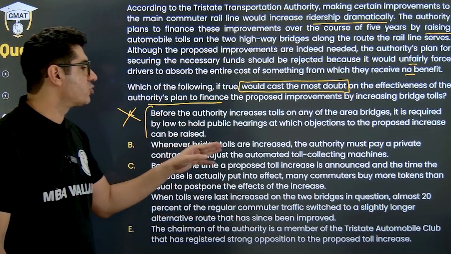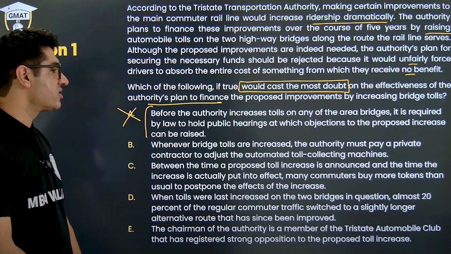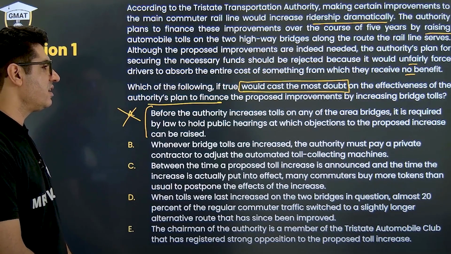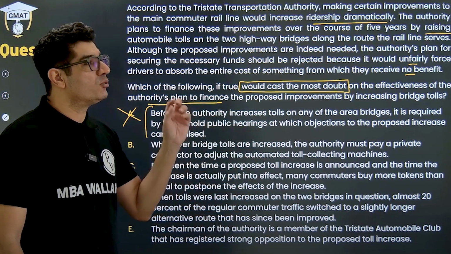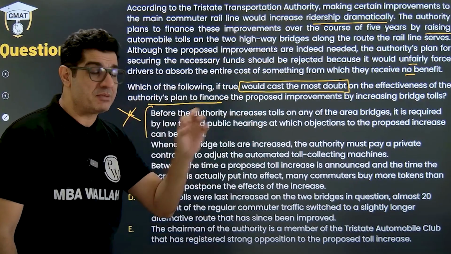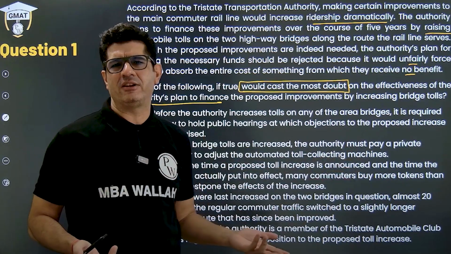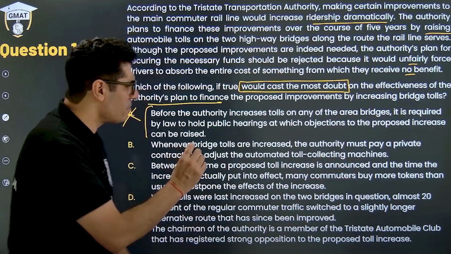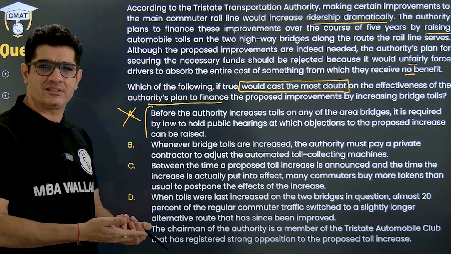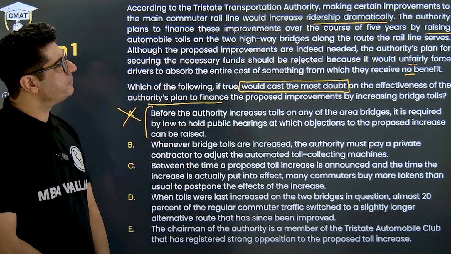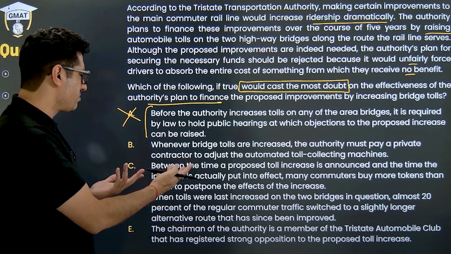B, whenever bridge tolls are increased, the authority must pay a private contractor to adjust the automated toll collecting machines. Okay, so what B says is that if you increase the rates of the tolls, you need to pay somebody one time to come and fix the toll collecting machines, enter the new value. So there is a minor cost that you'd incur, but beyond that, you'd be earning a lot of extra money, and that can go towards improving the commuter rail line.